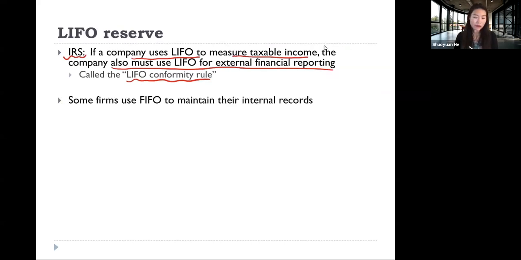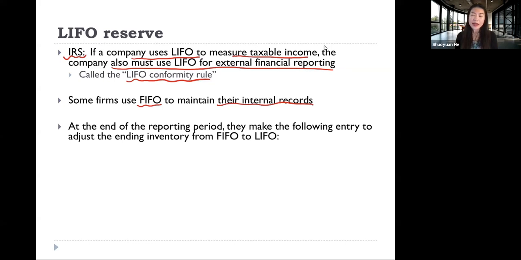And also, a lot of firms use FIFO to maintain their internal records. So for those firms, they may use FIFO to maintain their internal records, and then at the end of the financial reporting period, they decide they want to use LIFO for taxable purposes, which means that they need to use LIFO as well for financial reporting.